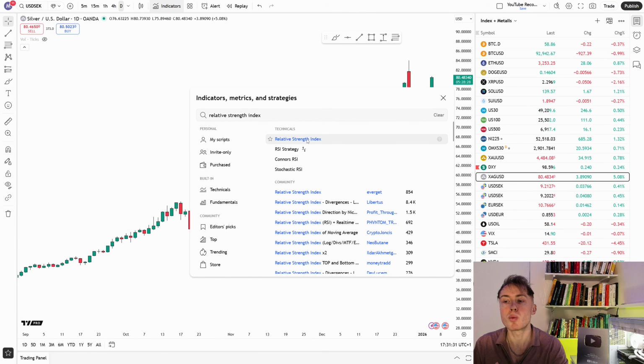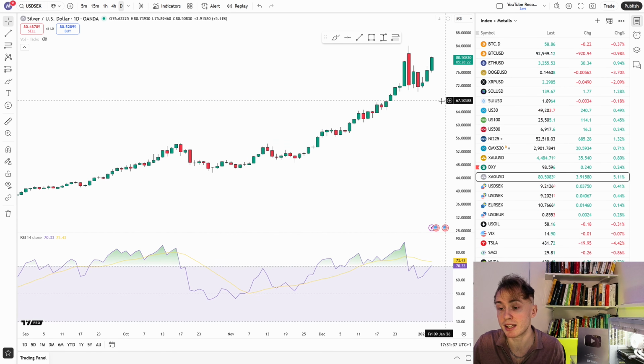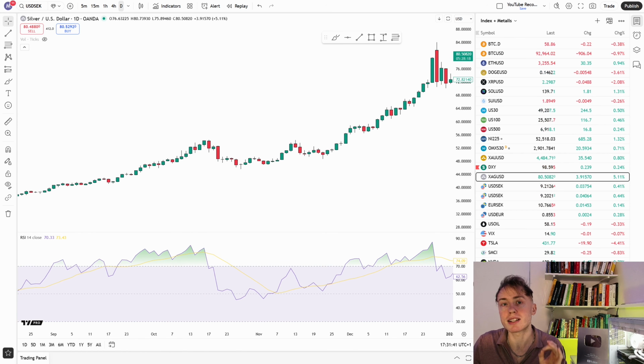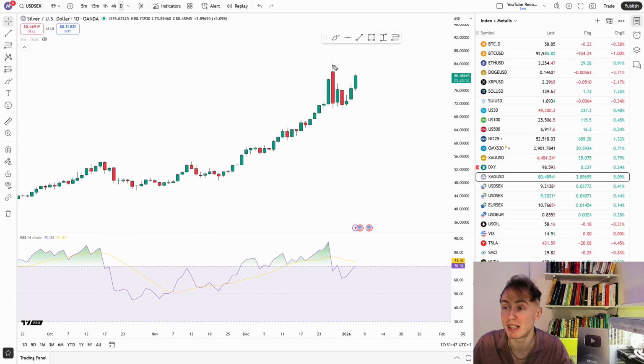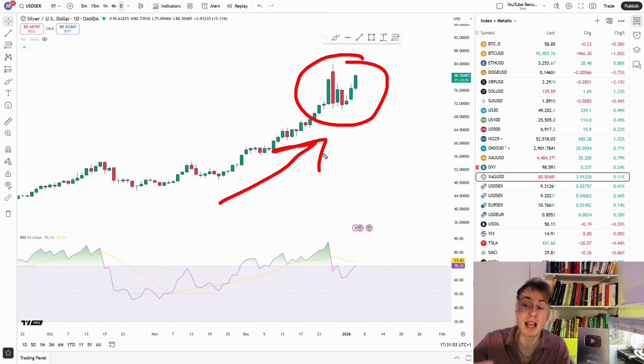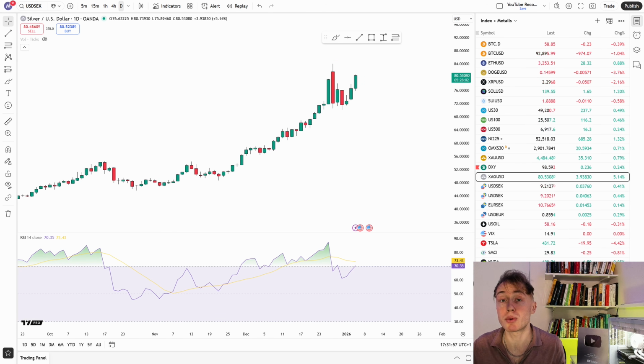But in this video, we are going to use the standard built-in relative strength. So you want to open up this indicator right here. And here I'm currently looking at silver, because this is one of these charts that has been super impressive lately. You can see silver is very close to its all-time high, and we have been seeing a massive rally recently.